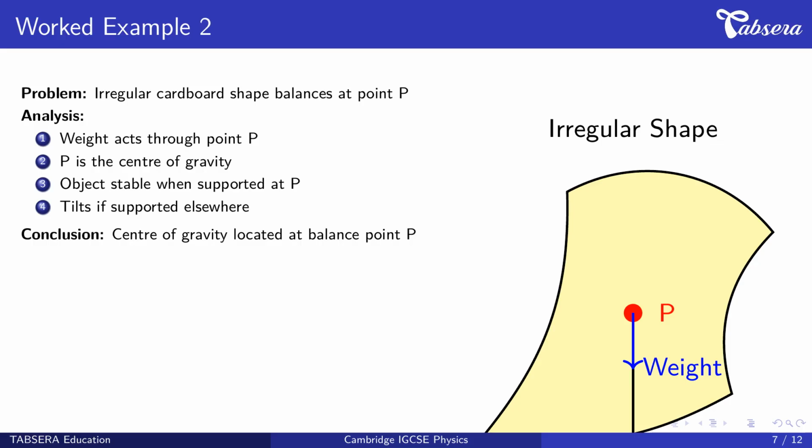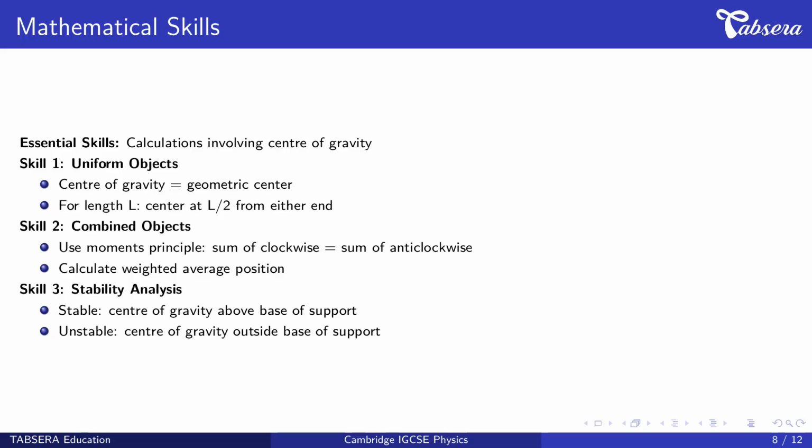Fourth, predict behaviour elsewhere. The object would tilt if supported at any other point because the weight would not act through the support. The diagram shows the irregular shape balanced at point P with the weight vector acting straight down through this point. Mathematical skills are crucial for centre of gravity problems.